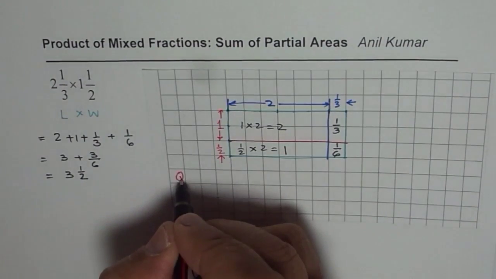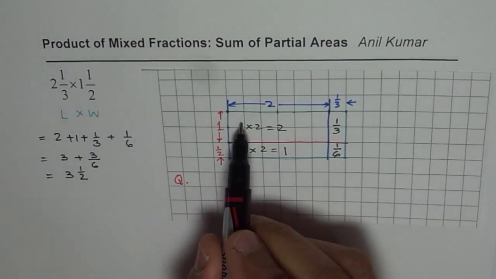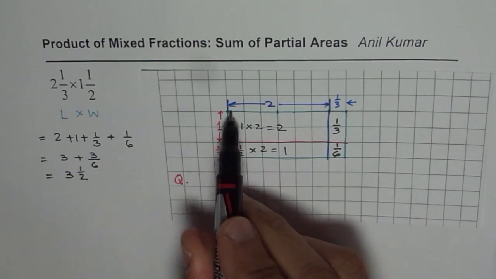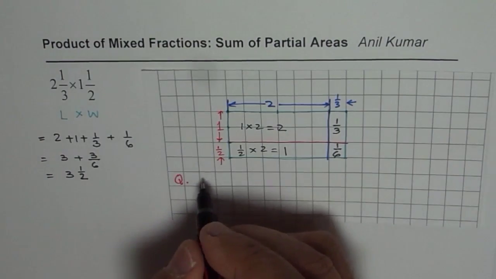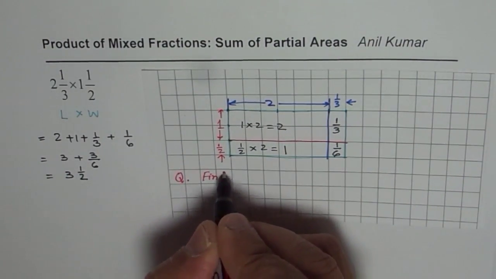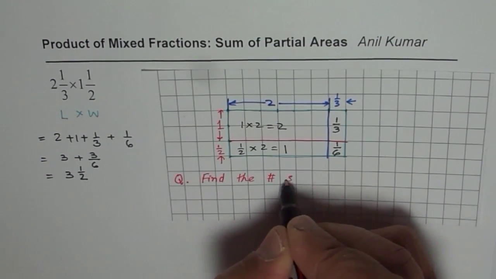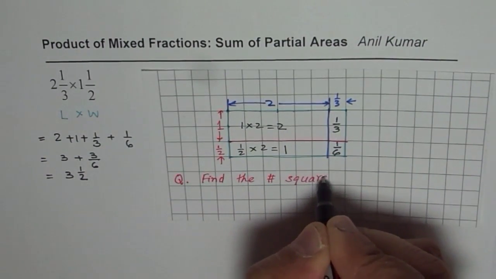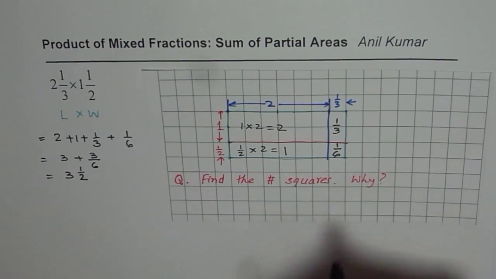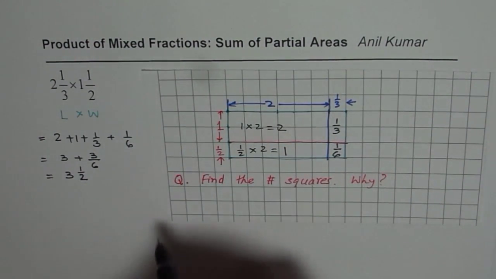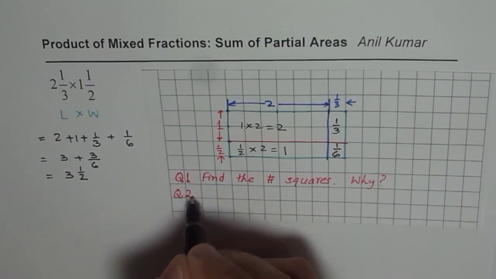As in different videos, here is a question for you. The first question is, can you tell me how many squares are there in my rectangle 2 1/3 by 1 and a half? That is, find the number of squares in this rectangle, right? And explain why you have so many squares, correct? That's the first question. And the second question for you is, let me write question number 1 and question number 2.